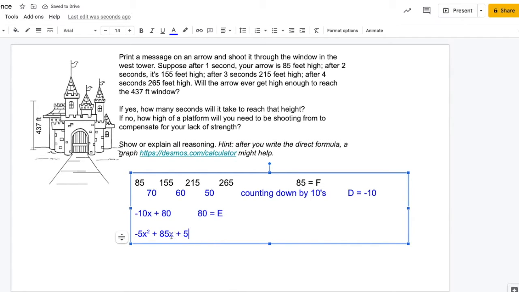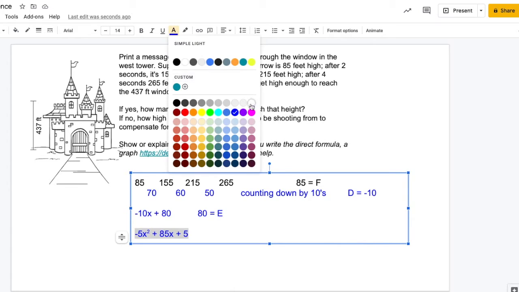We're going to double check and make sure that this is actually true before we move on. So if x is 1, we have negative 5 plus 85 plus 5. All right, negative 5 plus 5 cancel out. We have 85. All right, if x is 2, we've got negative 20 plus 170. So we're at 150 plus 5, 155. Cool. Try one more. If x is 3, we've got negative 45 plus 255, so that's 210 plus 5, 215. All right, cool. This formula is generating that sequence.